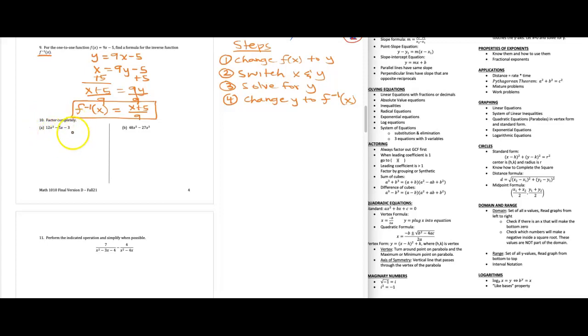This is the type where people seem to struggle the most with being able to factor, because that leading term is not a 1. That's what kind of throws people off when they're doing that.